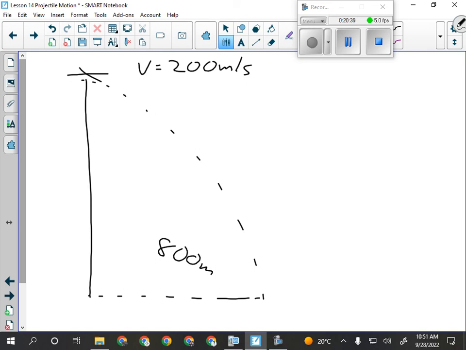With any projectile motion problem, the first thing you need to do is write your givens split up into the vertical and horizontal components. Whoop, that's not a Z, that's a 3.